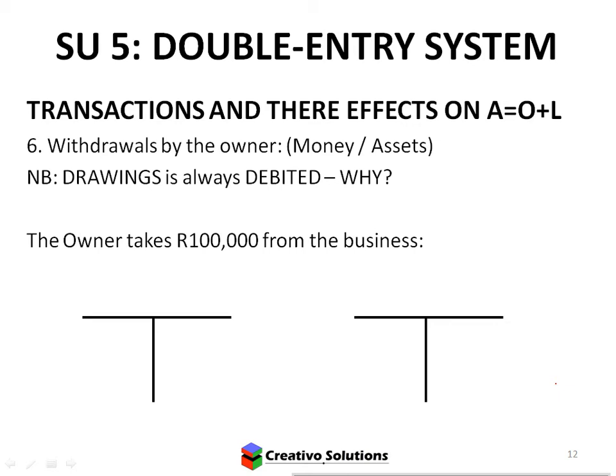Okay, owner takes 100,000 from the business. What stands out? Owner takes 100,000. Okay, so what did the owner take? Cash. What account represents our cash? The bank. What type of account is bank? An asset. What's happening to the account if the owner's taking? It's decreasing. Where does an asset account decrease? On the credit side. Good.